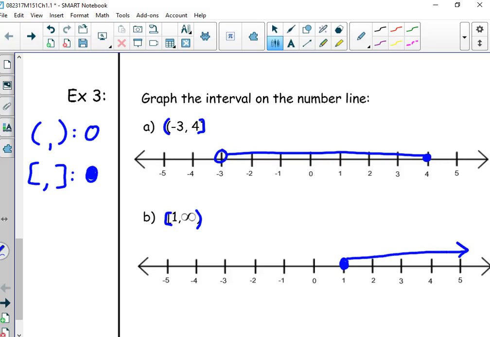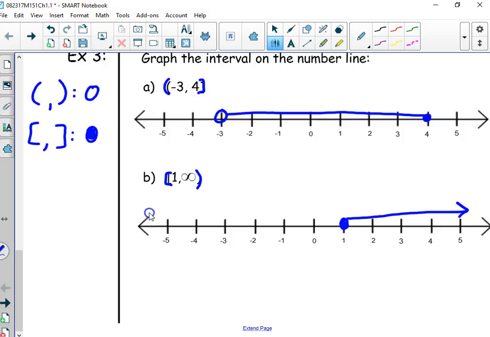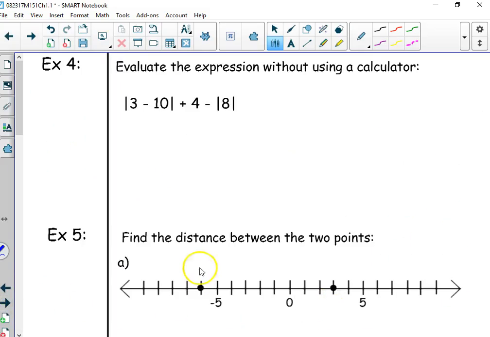Now I tend to put my arrows above the number line. I think the book puts them on top of it. I just want to make sure that you see where I'm marking. Okay, let's go to the last couple of examples.